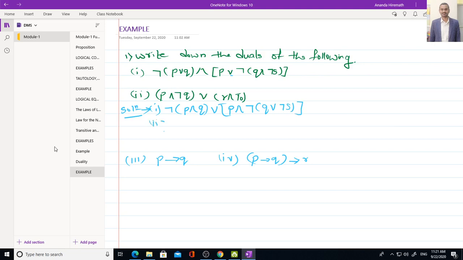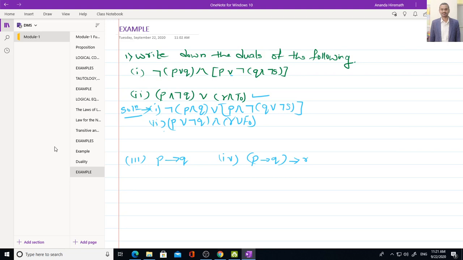Now the dual of the second example, let us see. This is the second example. P, instead of AND we should write OR, not Q, then AND R, OR, and instead of T naught, remember F naught. Well, this is the solution for the second example. These are very simple examples where you need to replace AND by OR, OR by AND, F naught by T naught, and T naught by F naught. Very simple one. Well, the third example is P conditional Q.